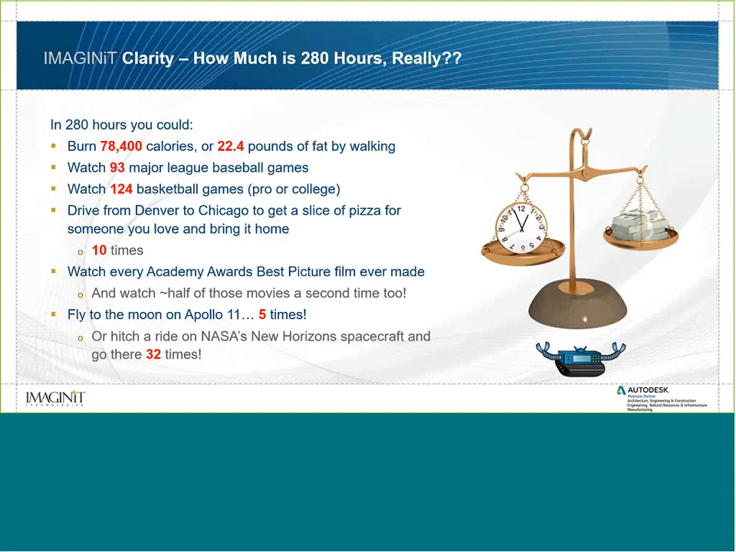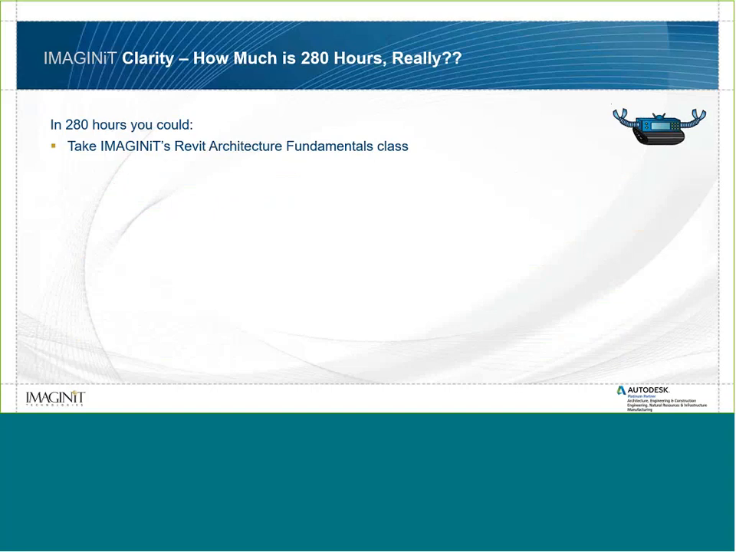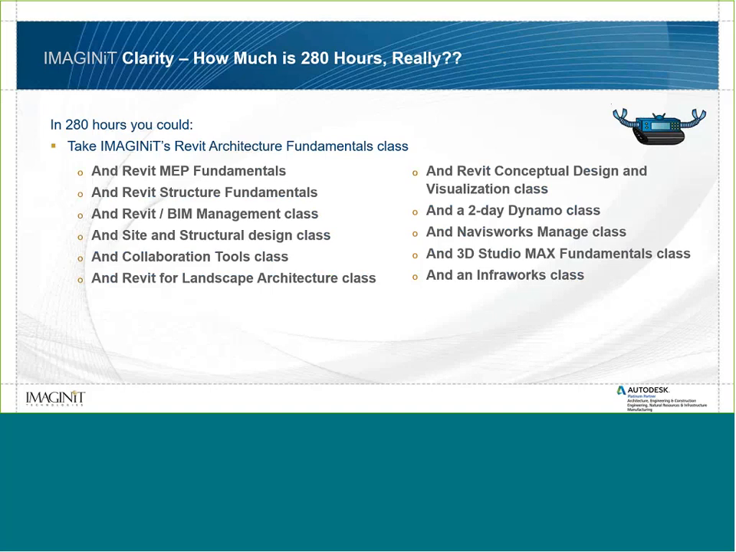If I go down to this a little bit further and take a look at this from a little bit more self-serving perspective perhaps, you could say, hey, in that 280 hours I can take an IMAGINiT Revit Architecture Fundamentals class. Because, hey, it's always something where I can start learning more about Revit. Maybe it's not me taking this class, maybe it's somebody I work with, but the Revit robot can free up that time so that somebody could do that during the course of a year. But it's not just that. I could take that Revit Architecture Fundamentals class and Revit MVP and structure and BIM management and landscape and InfraWorks and 3D Studio and all of these within that amount of time.